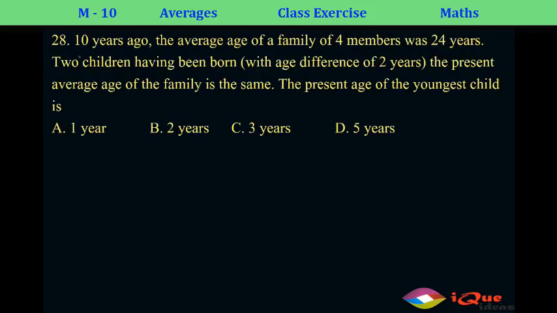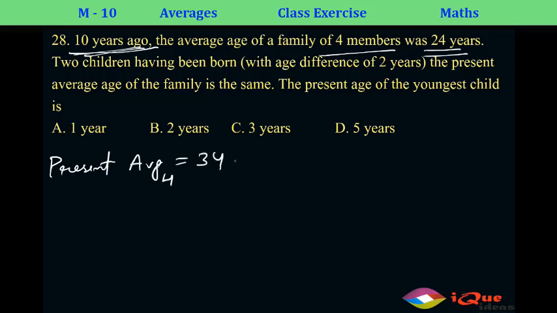Now this question says 10 years ago, the average age of a family of 4 members was 24. That is 10 years ago. So the present average of 4 people has to be 34. Average of 4 people has to be 34. So the present sum of those 4 people has to be 34 into 4, which, if you multiply it, is 136. Alright.